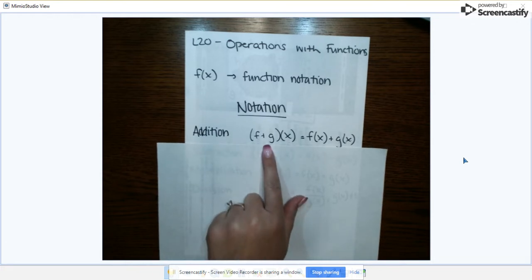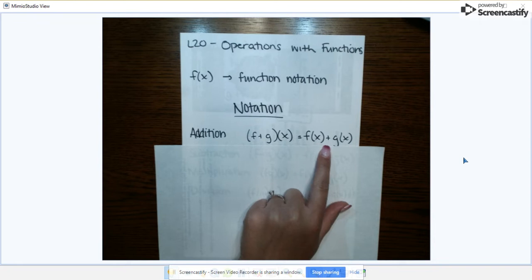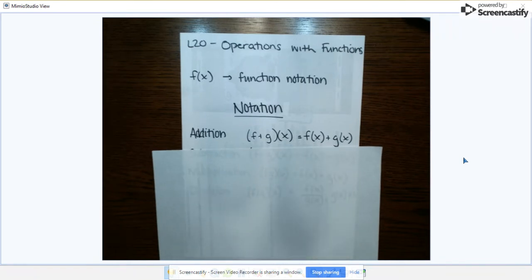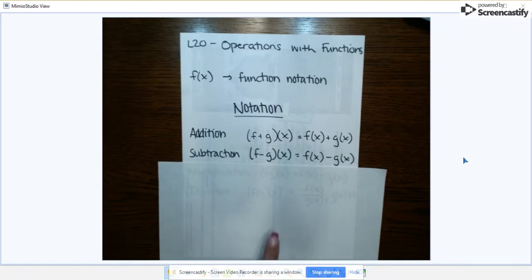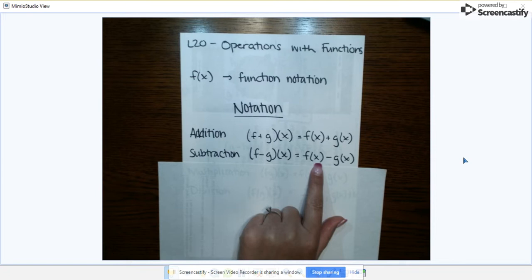If we have f plus g of x, we can split that into the two separate functions and add f of x plus g of x. Likewise with subtraction, since subtraction is not commutative, we have to make sure we follow the order in this set of parentheses. So f minus g of x has to be split into f of x minus g of x.